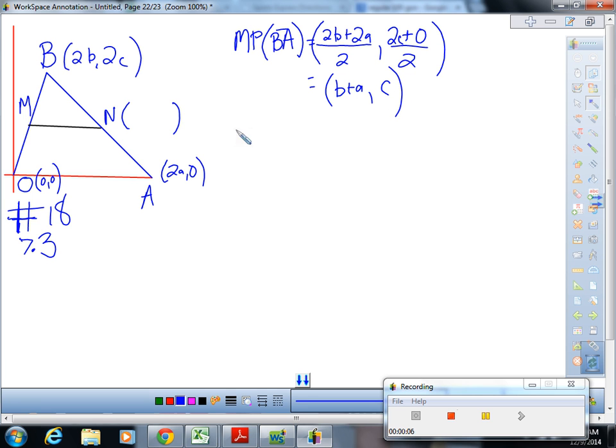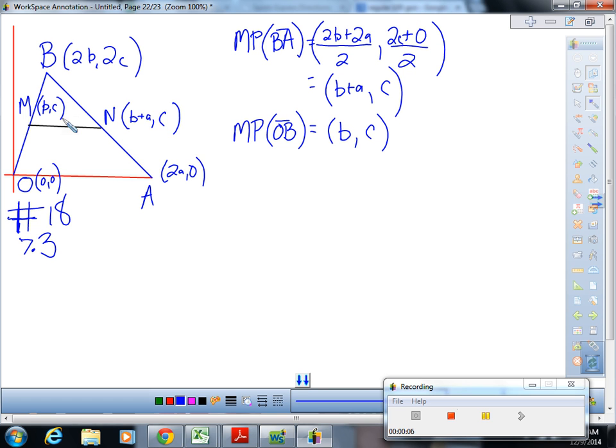I'm not going to show the work because I'm going to run out of room. The midpoint of OB then is, let's see, 2b divided by 2, that's b, and 2c divided by 2, which is c. So notice that point N is (b plus a, c), and point M is (b, c).